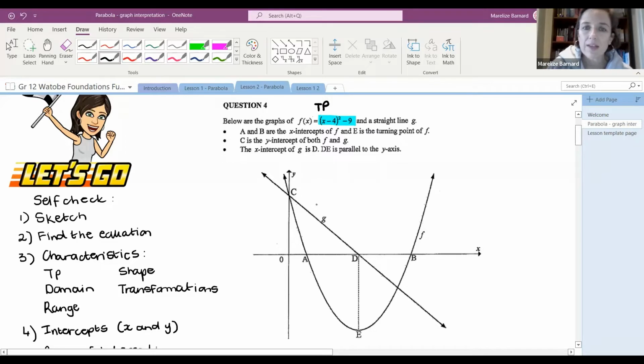A and B are the x-intercepts. X-intercepts, one of the things on my list, you have to know how to find x-intercepts. And E is the turning point of f. C is the y-intercept of both f and g. So g is the straight line. Most likely we're going to be asked to calculate the equation of that straight line, but let's see what happens. The x-intercept of g is D, and DE is parallel to the y-axis. So this dotted line here is parallel to the y-axis.